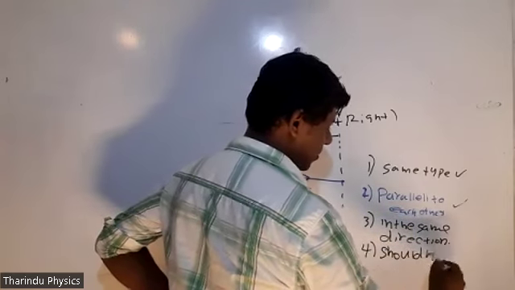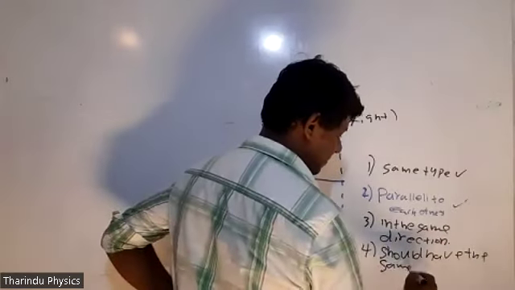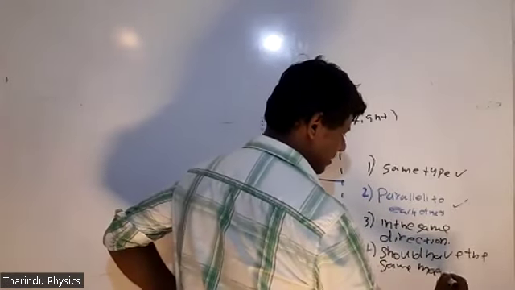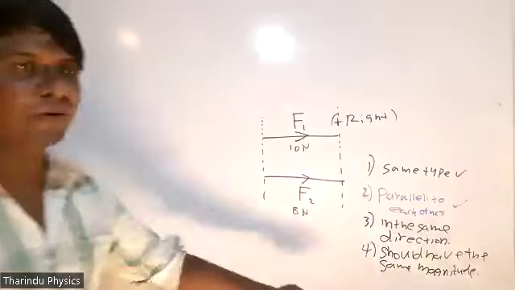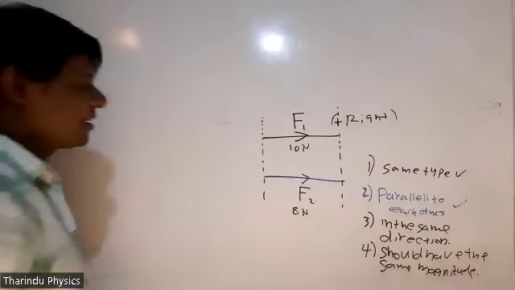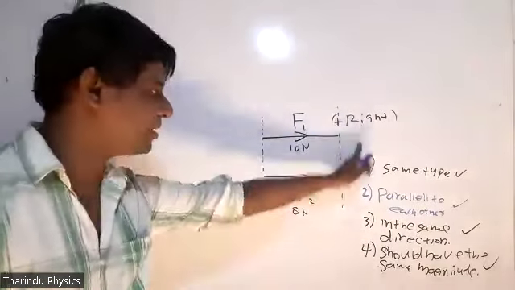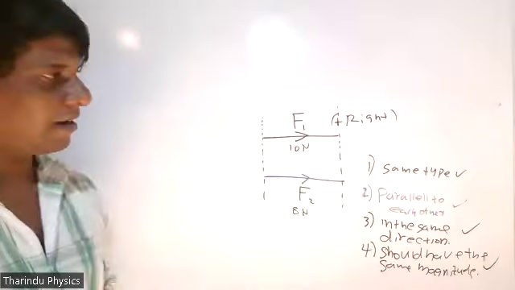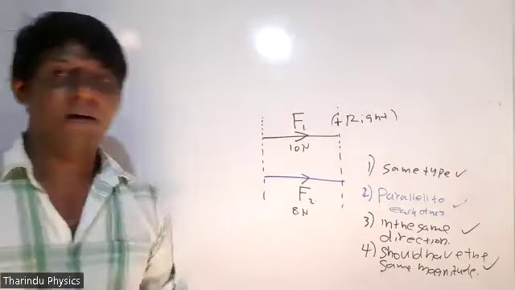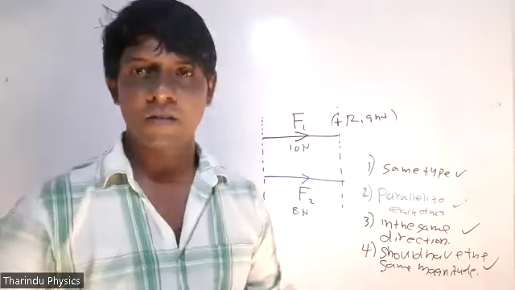Should have the same magnitude. Understand? The magnitude should also be the same. If all these scenarios are satisfied, we call this vector an equivalent vector. Understand?